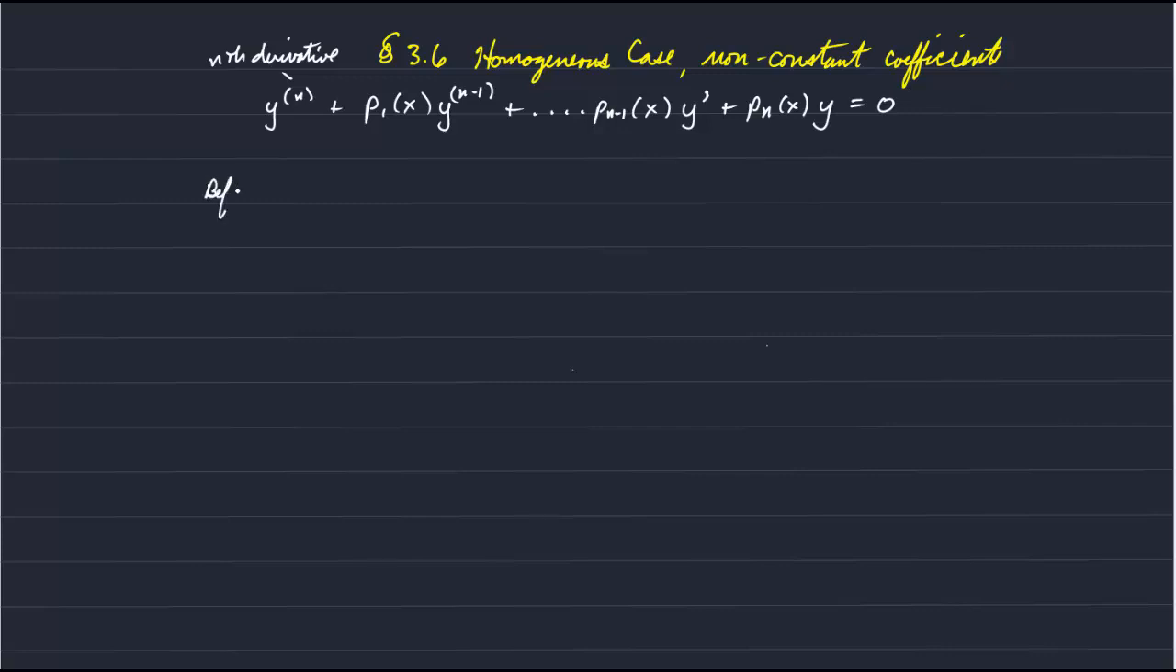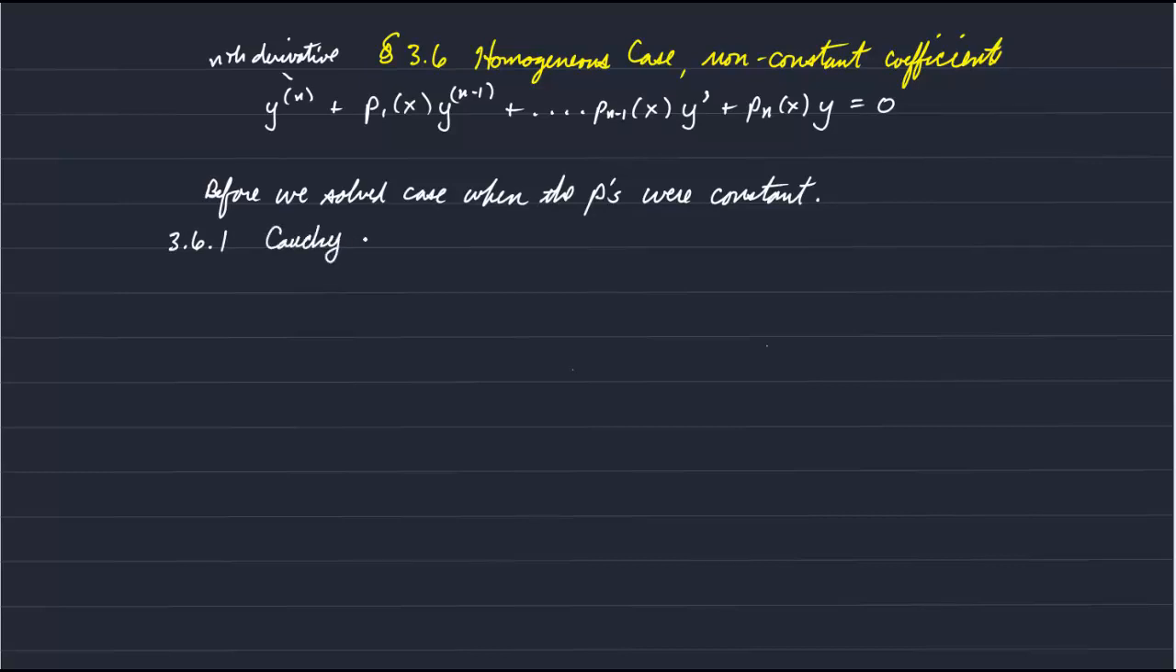Before, we solved the case when the p's were constant. The coefficients, those are the p's, were constant. Now there will be many situations that you might encounter in which the p's vary as a function of the independent variable x. So in section 3.6.1, the special form of that sort of equation is the Cauchy-Euler equation.